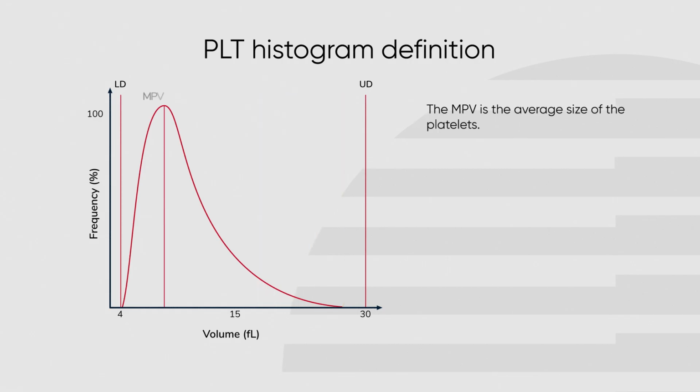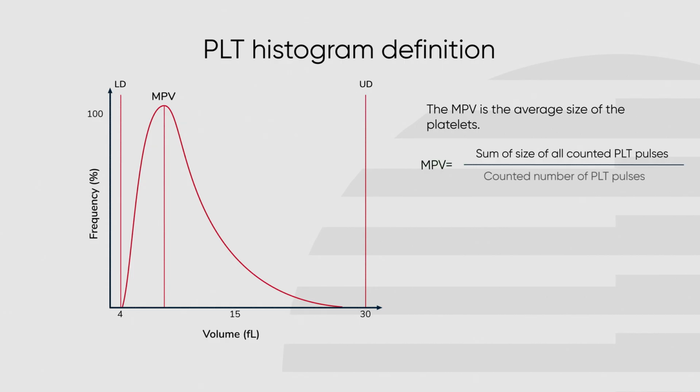The mean platelet volume, denoted as MPV, is calculated from the area under the peak. MPV equals the sum of the size of all counted platelet pulses divided by the number of platelet pulses. MPV represents the average size of the platelets.